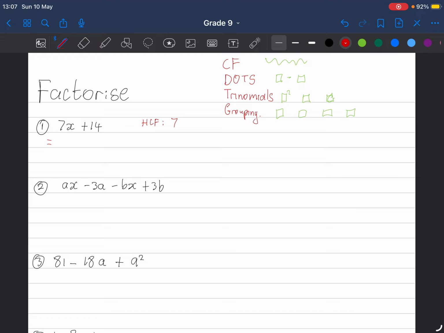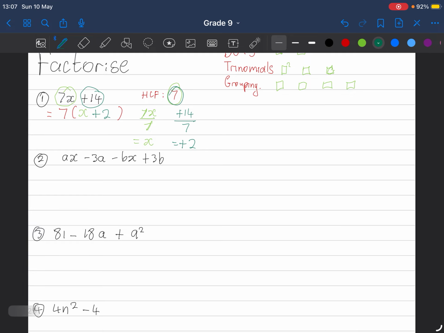So we factorize this by writing the highest common factor and then opening a bracket. We take our first term, 7x, and divide it by the highest common factor of 7. 7 divided by 7 cancels, it's 1, and you're left with x. Then we take our second term, positive 14, and divide it by our highest common factor again. Positive divided by positive is positive. 14 divided by 7 is 2. So here we have 7 times x plus 2. This has been factorized. So that's a common factor.